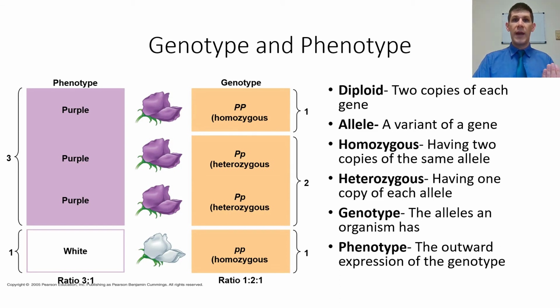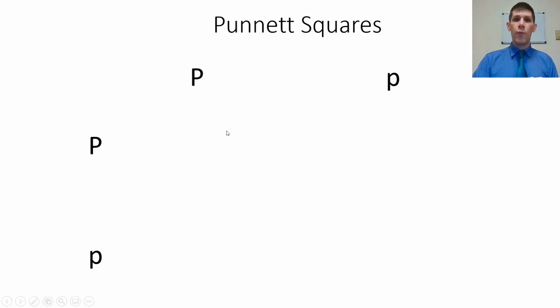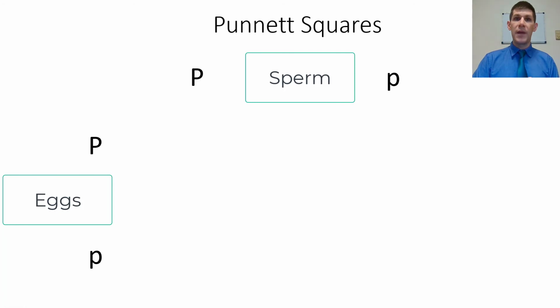Now let's say we took 2 heterozygous individuals and we were to mate them. We're going to here have one that is going to produce sperm. Sperm is haploid, so it only has 1 copy of each genome, and it will thus have only 1 copy of the gene. So this one has the uppercase P allele, and this one has the lowercase p allele. We also have eggs, which are haploid, and thus have only 1 copy of each gene. This one has the uppercase P allele. These eggs have the lowercase p allele.